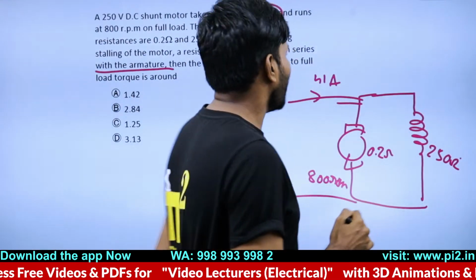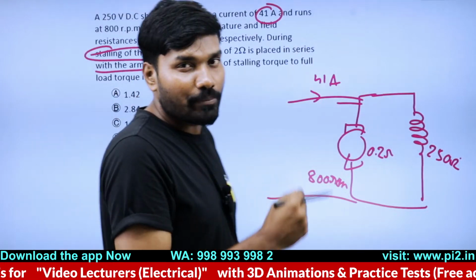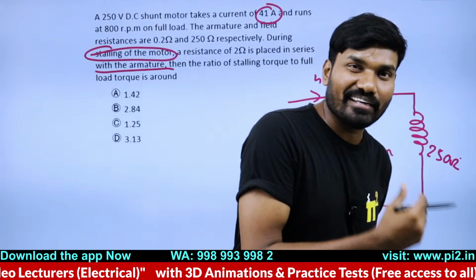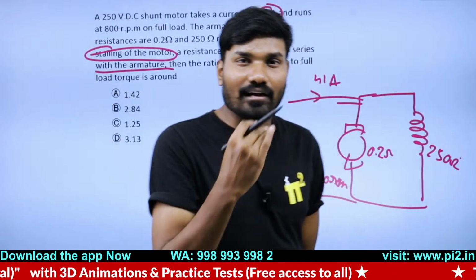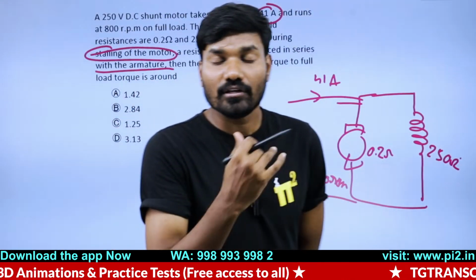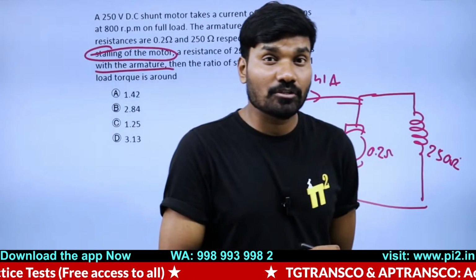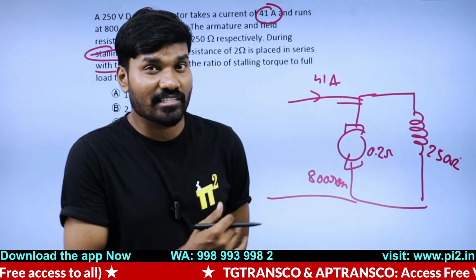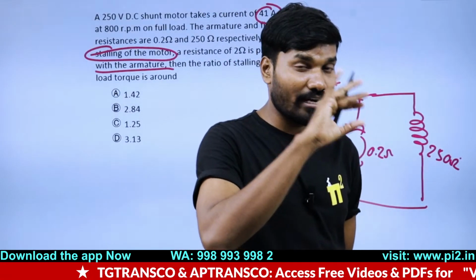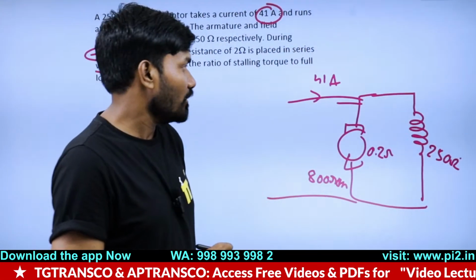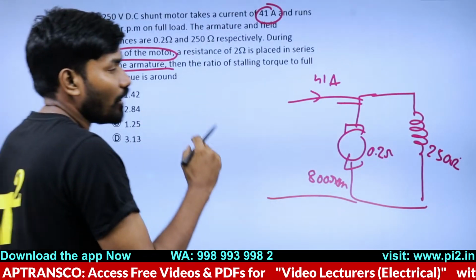During stalling means at the starting, EB will be 0. When EB is 0, current will be very high. To limit the current, we will use a starter, 3-point starter, 4-point starter. You can check with amazing animation what we discussed on YouTube itself. There is a video on 3-point starter, 4-point starter, amazing animation video. You can check it out. Okay. Anyways, we discussed the starting torque, how to add the resistance.